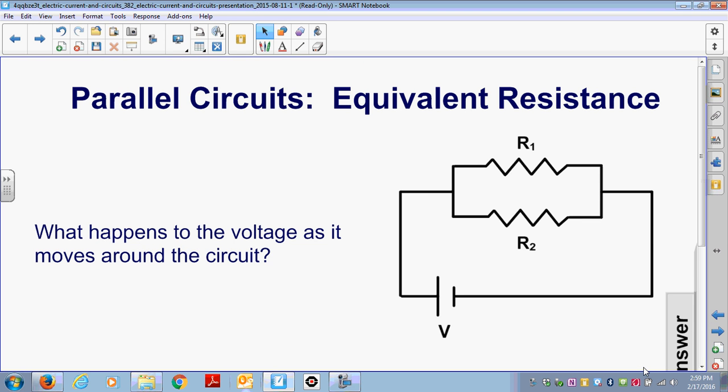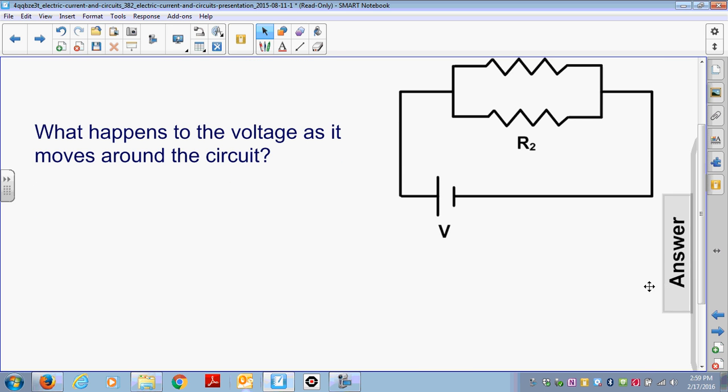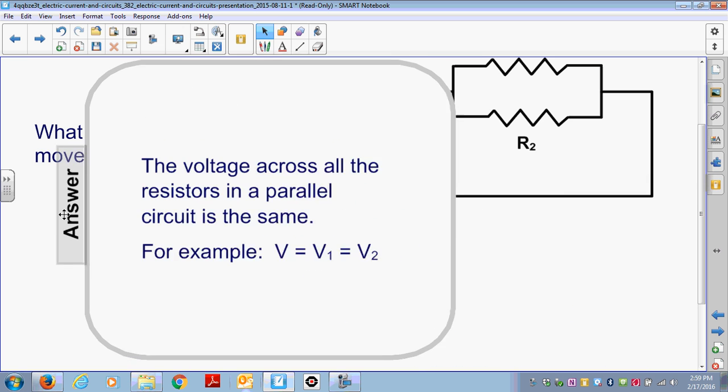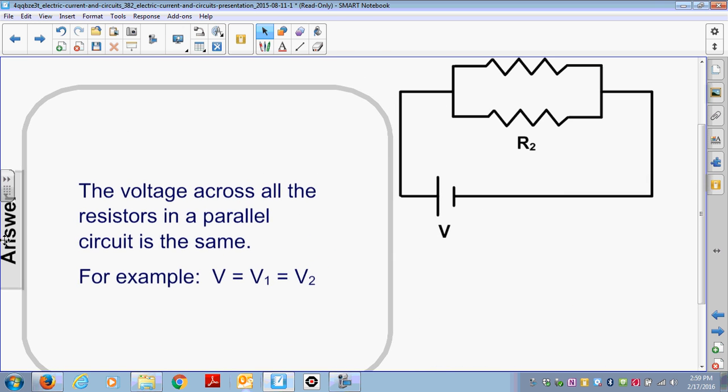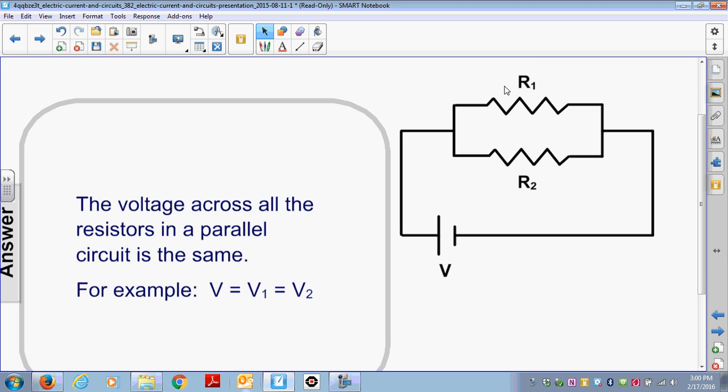What happens to the voltage as it moves around the circuit? Go ahead and pause if you need to. Okay, so let's take a look. Hopefully you said that the voltage across all the resistors in a parallel circuit is the same. And that's because this piece here is touching the positive terminal, this is touching the negative terminal, and I could easily do that without even having these wires here. So that means that the potential difference from here to here has to be the same for both resistors because they're both in contact with the same point on the battery.